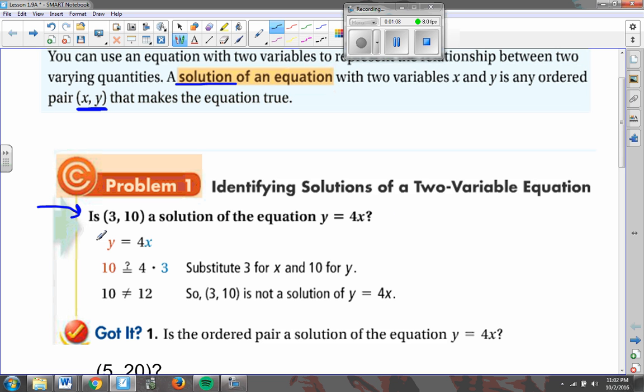So they give you an x value and they give you a y value in that ordered pair. X is 3, y is 10. Is that a solution of the equation y equals 4x? That's what they want to know. They want you to test it. They want you to see and tell them yes or no.